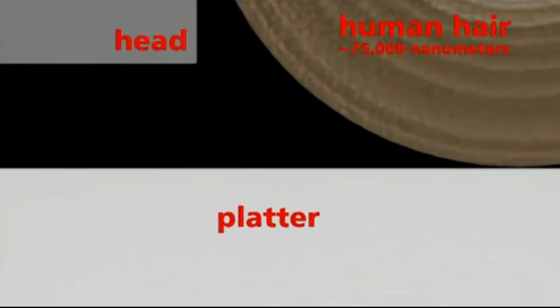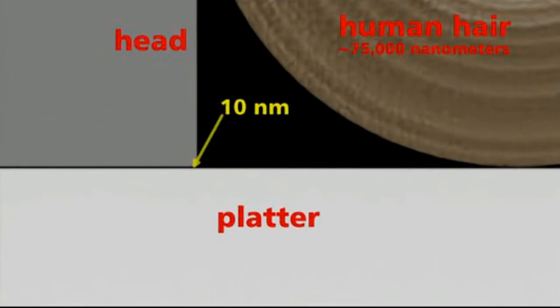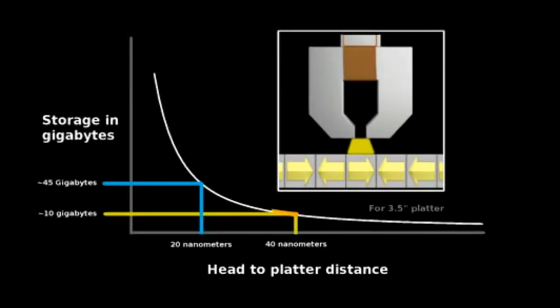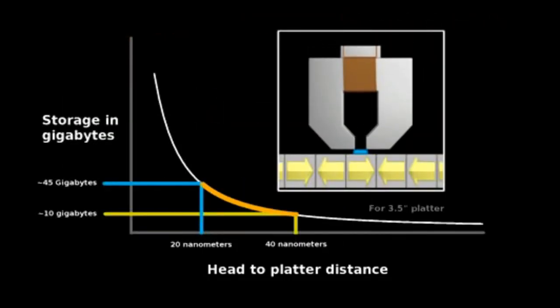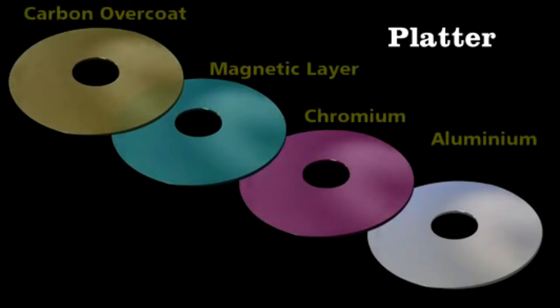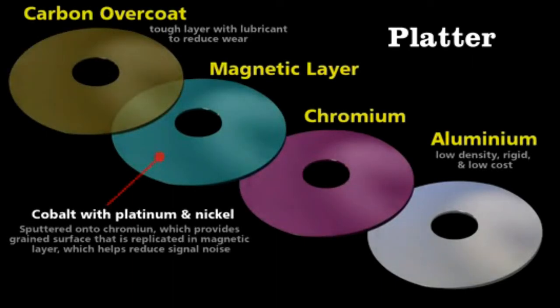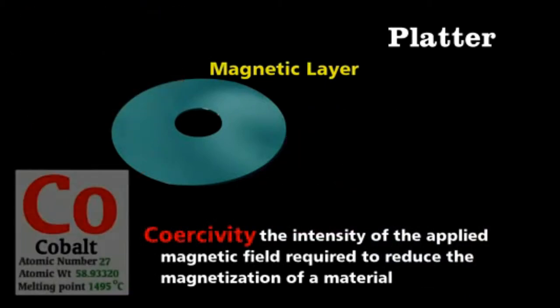The head gets astonishingly close to the disk surface, 100 nanometers in older drives, but today under 10 nanometers in the newest ones. As the head gets closer to the disk, its magnetic field covers less area, allowing for more sectors of information to be packed onto the disk's surface. The key element of the platter is the magnetic layer, which is cobalt with perhaps platinum and nickel mixed in. Now, this mixture of metals has high coercivity, which means that it will maintain that magnetization and thus data until it's exposed to another powerful magnetic field.